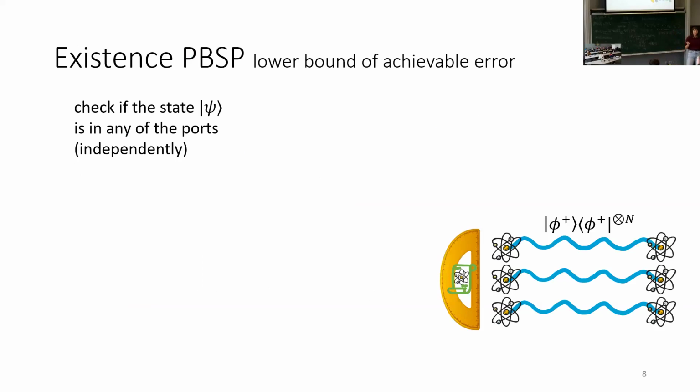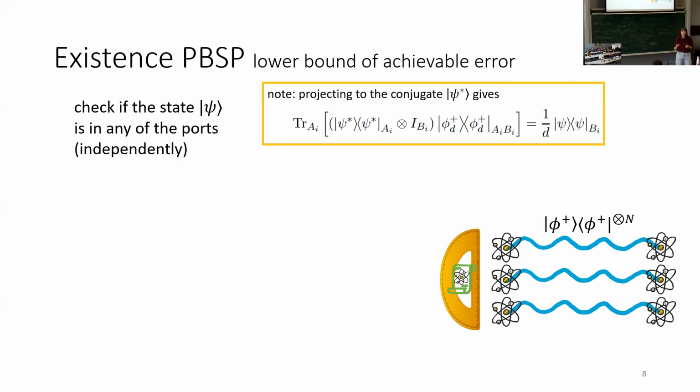A very simple measurement that we can do is to check if the state is in any of the ports. Because we have many copies, as Ronald pointed out before, you can just check independently, is it here, is it there, with a projective measurement. And there is also this property of EPR pairs: if I project onto the conjugate of the state, and I trace out Alice's side, then I get the state with probability 1/d.